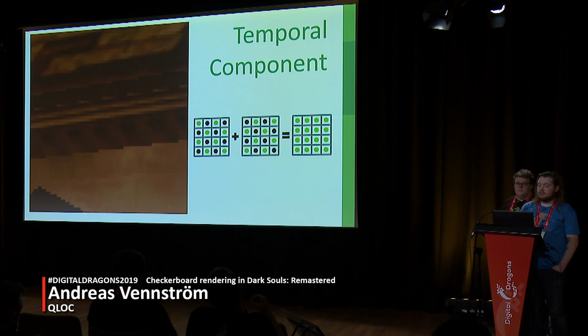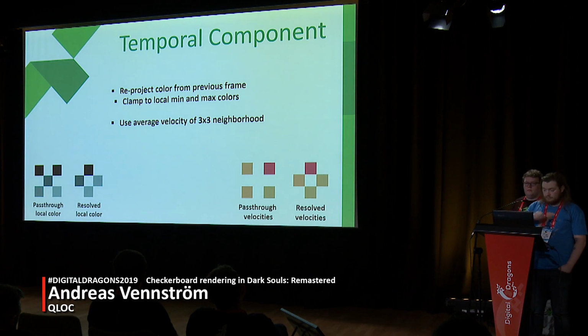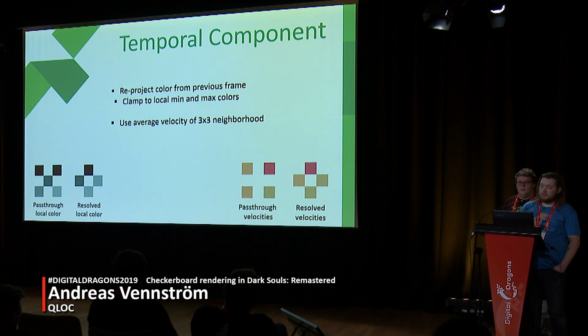This is where the temporal component comes in. It improves the image quality by enhancing the guesses made by the spatial resolve with data from the previous frame. The temporal component works by reprojecting the color of the previous frame's checkerboard resolve output. The previous color is also clamped between the local min and max values around the current sample. The previous color is then blended with the current color by some constant factor. In Dark Souls Remastered, this constant factor is 0.6, meaning that 60% of the previous color is used.